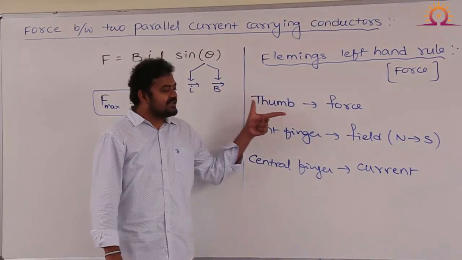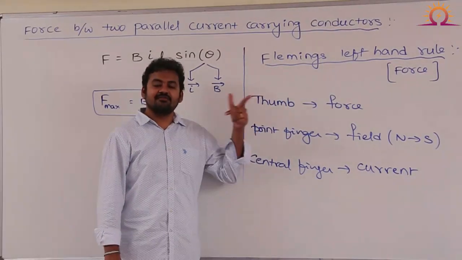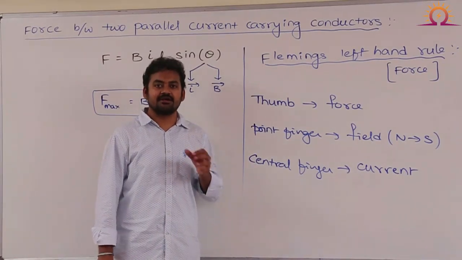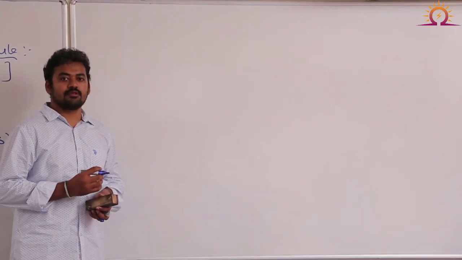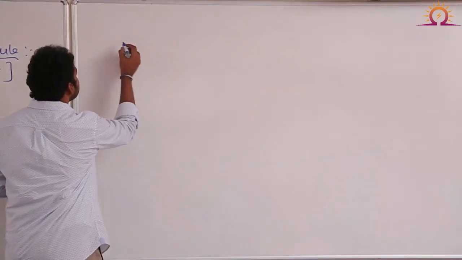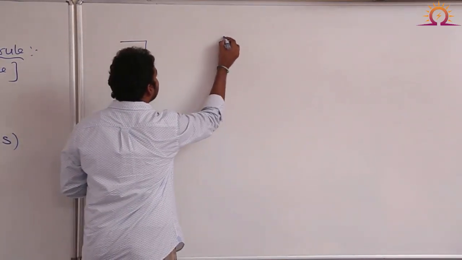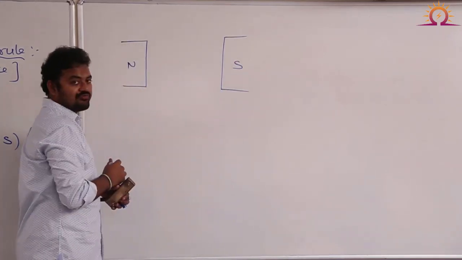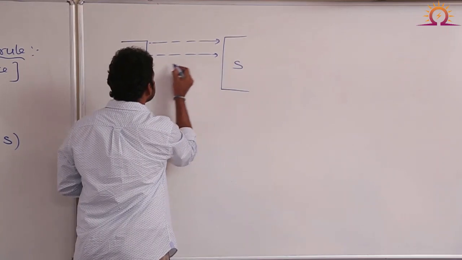Now let us practice a simple example to identify the direction of a force, and then we will come back to our concept called force between two parallel current carrying conductors. Now let me consider a simple example. Assume we have a magnetic field between north and south poles. We know flux is always flowing from north pole to south pole. This is the direction of magnetic field.